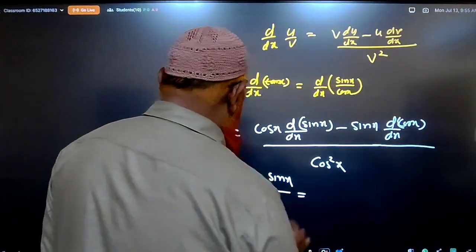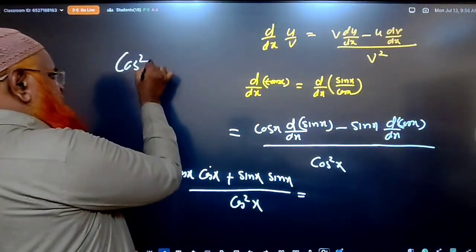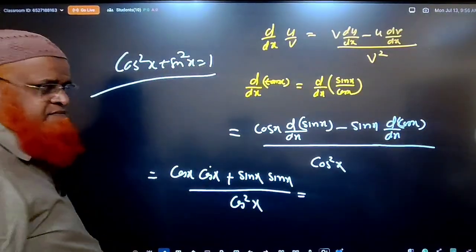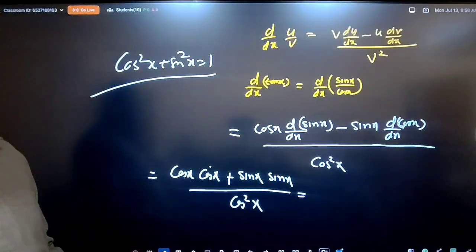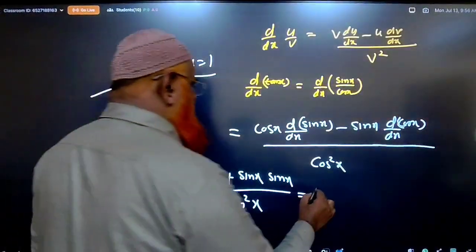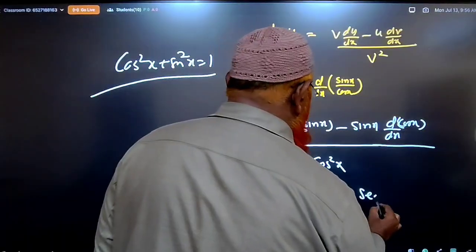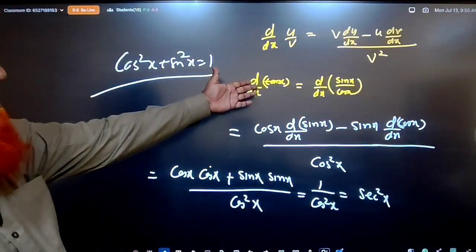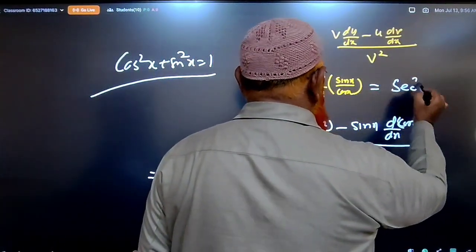So this is going to be cos square x plus sin square x. Cos square theta plus sin square theta is equal to 1. Cos square x plus sin square x is going to be 1. So we'll be getting how much? 1 by cos square x, which can be taken as secant square x. So d by dx of tan x is going to be the direct answer, secant square x.